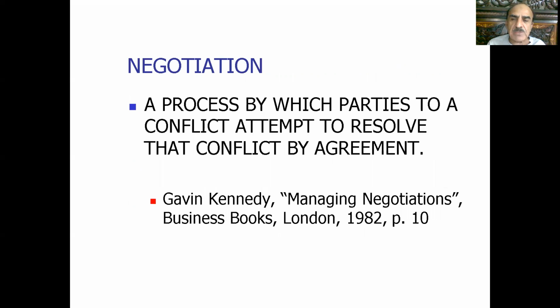So negotiation is basically a process in which the parties to a conflict can come together to create an agreement to solve the problem. And definitely, if there is no agreement on resolving the problem or conflict, there cannot be a negotiation. The first step to negotiation is that there is a will in the two parties to solve the problem.